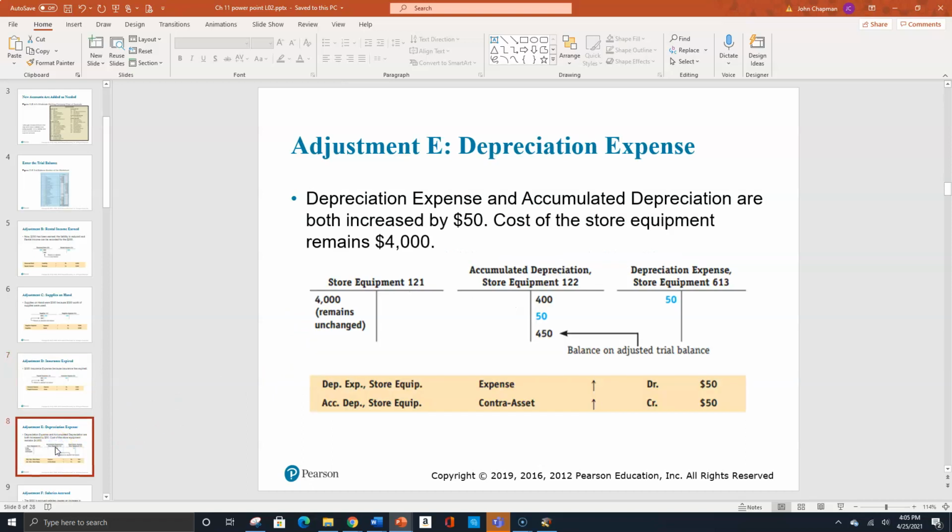Okay, so depreciation. Depreciation expense and accumulated depreciation are both increased by $50. Cost of the store equipment remains $4,000. So we are going to debit depreciation expense, increase the expense for additional depreciation recorded, and increase accumulated depreciation. So we're crediting that by $50.